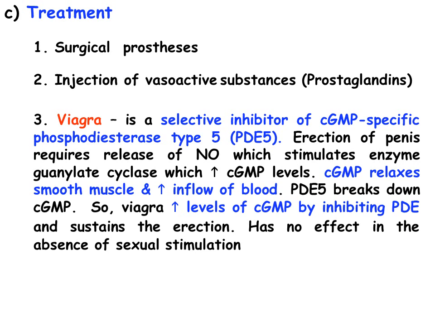So what does PDE do? It breaks down cyclic GMP. So Viagra actually increases the levels of cyclic GMP by inhibiting the PDE, and that helps to sustain the erection. Okay. And the nice thing about it is it has no effect in the absence of sexual stimulation.